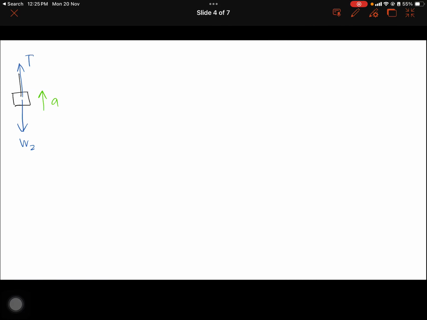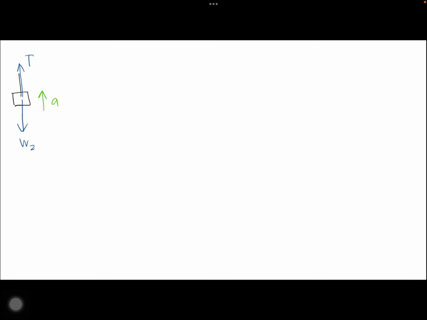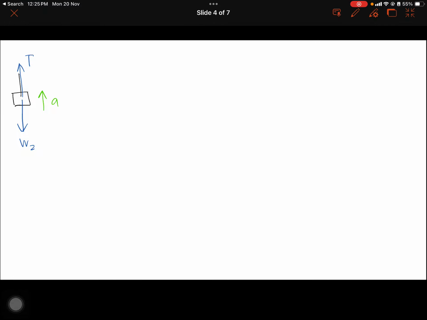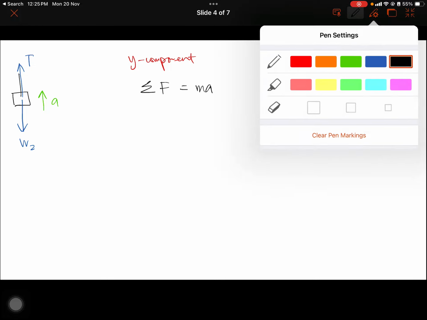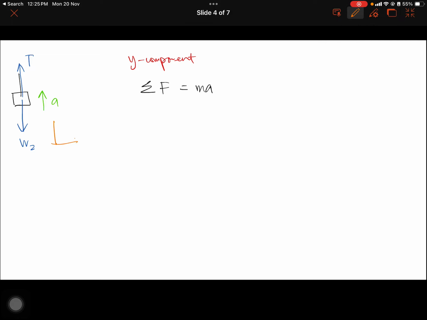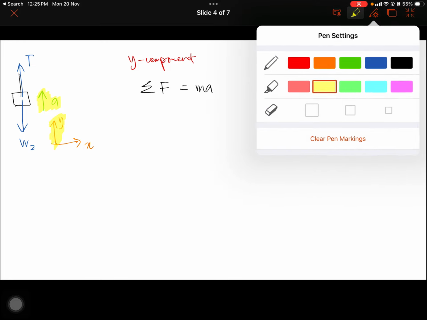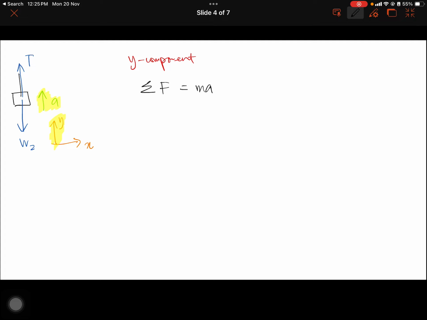For the second free body diagram, this is a lot easier because there is only going to be a single axis. For this one, we're only going to take a look at the y component. For the y component here, we see that there is acceleration, so we use total force is equal to ma. We don't need to tilt our x and y axis because the acceleration is exactly on an axis, which is the y-axis. That is why we use the second law of motion.